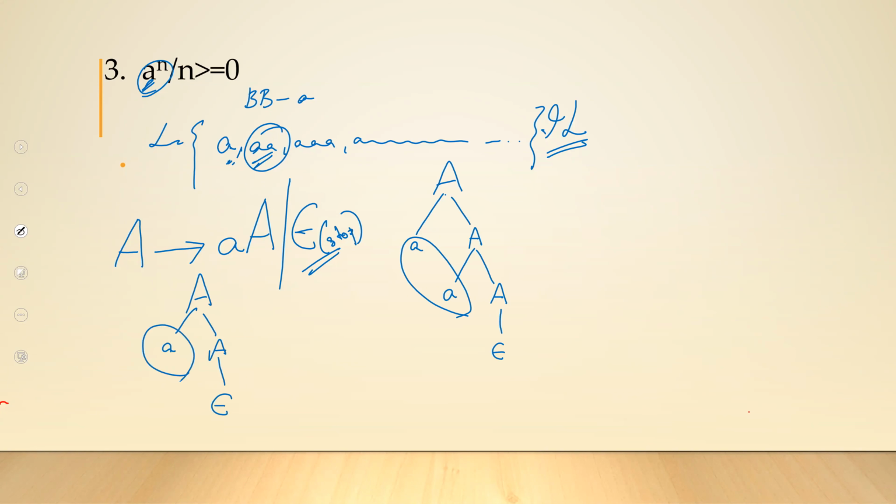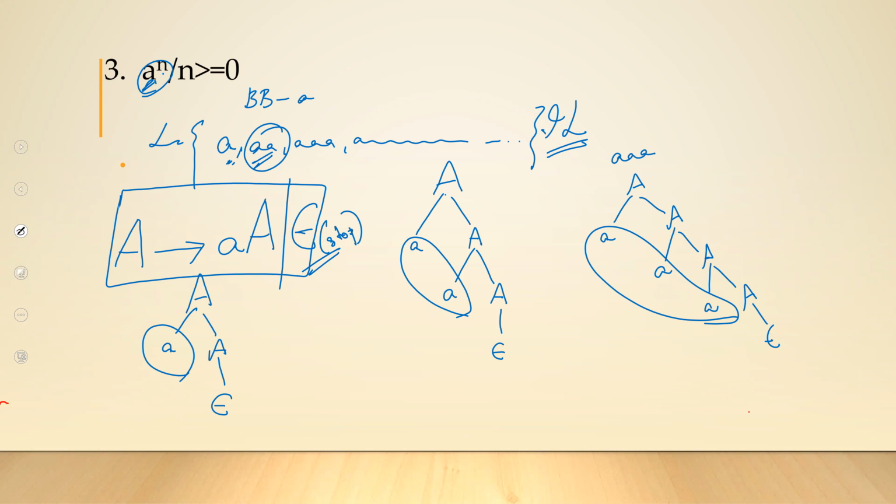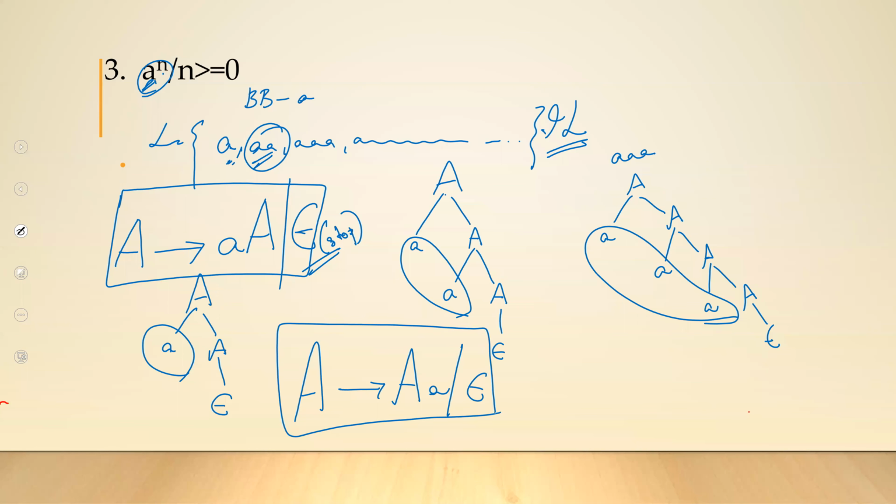That's it. Imagine I want to go for a triple A. I'll go for AA. This would be again AA. This would be again AA. And this would stop my yield. So always have in mind, whenever you get a term called A raised to n, this will be the grammar. You can even write it like this. A is AA, epsilon. Either this or this. Both are the same. Both will give you the same kind of a derivation.